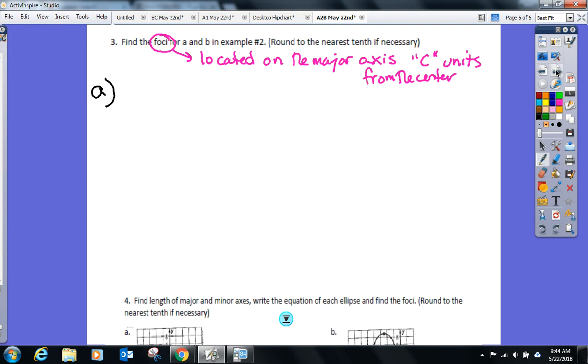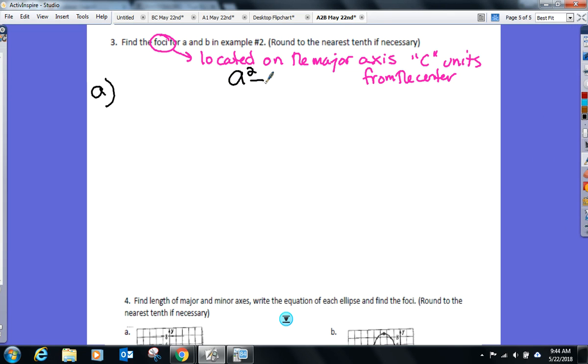So how do I get this C value? Everyone ready? This is a big part of today and the rest of the unit. Here's how I get the C part. A squared minus B squared is going to be equal to C squared. I have to solve for C. Do you guys remember where this was found again? A squared and B squared.